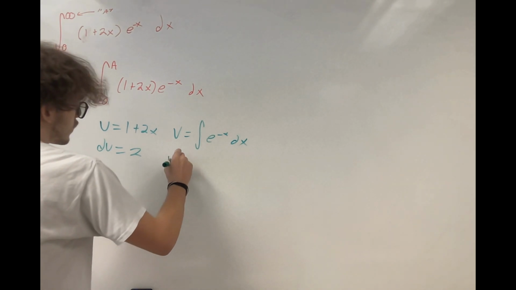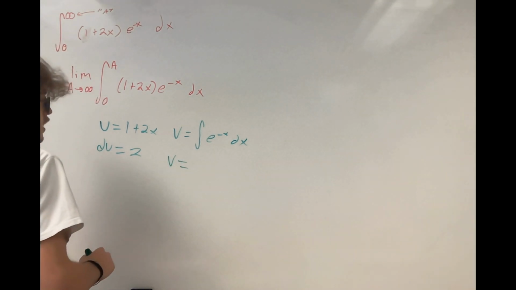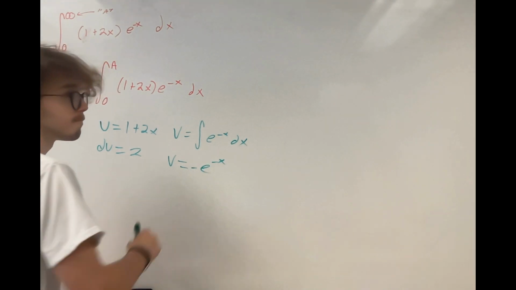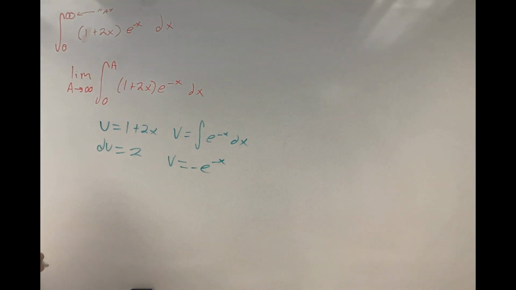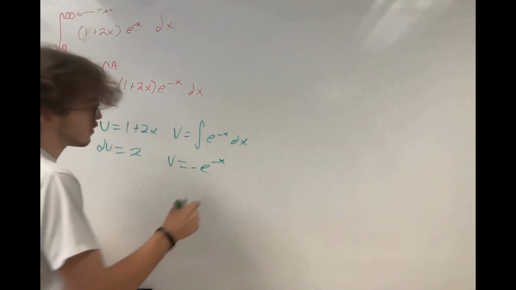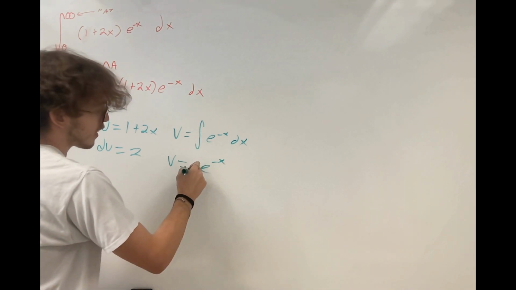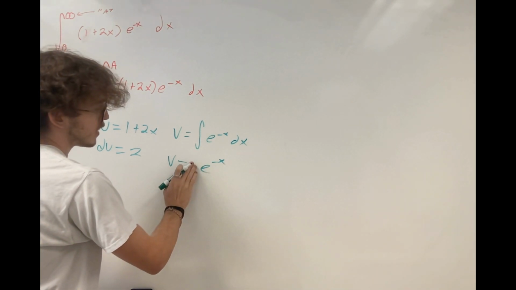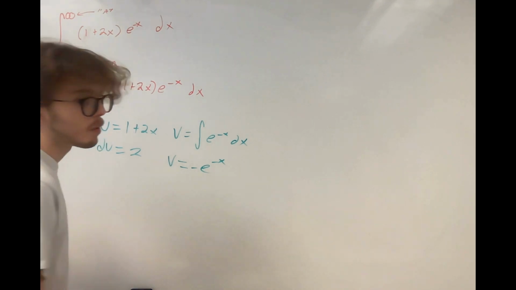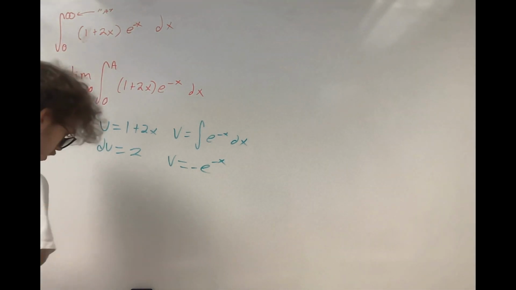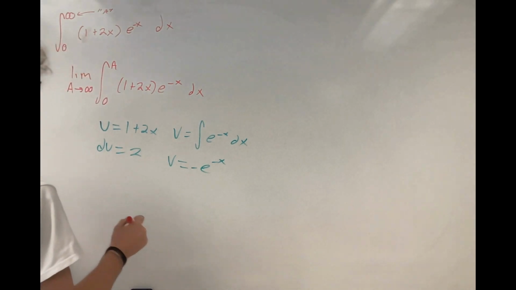So what is v really equal to? Well, we're going to take the integral here. We just know that's going to be negative e to the negative x. Okay? And you can prove this through the derivative. The derivative of negative x is negative 1. Bring that out front. That gets rid of the negative sign, and you'll get what we were integrating. Okay, so that's pretty simple.